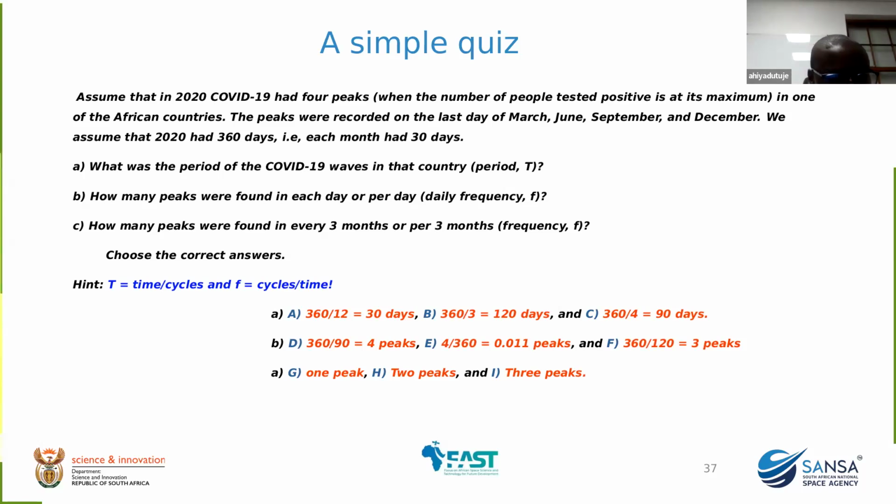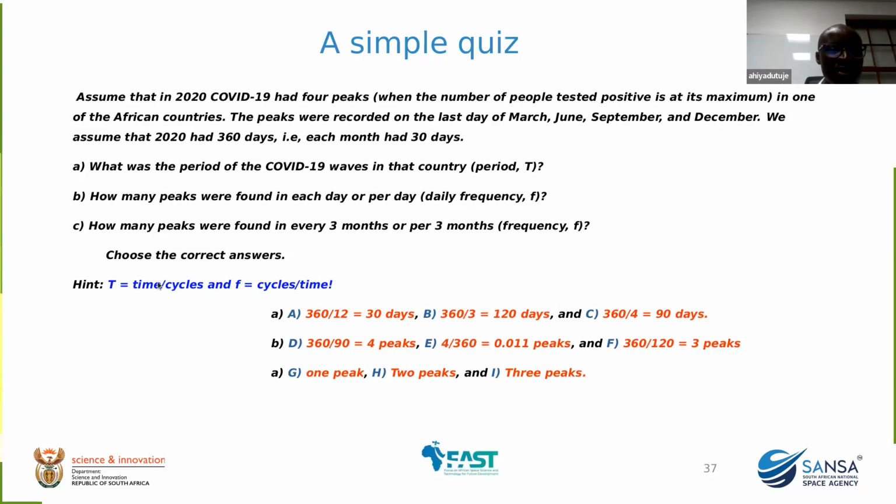And I want to know, number B, how many peaks were found in each day? So every day, how many peaks did we have? That is your daily frequency. And the last one is how many peaks were found in every 3 months, or the number of peaks per 3 months. So I think they are very simple.